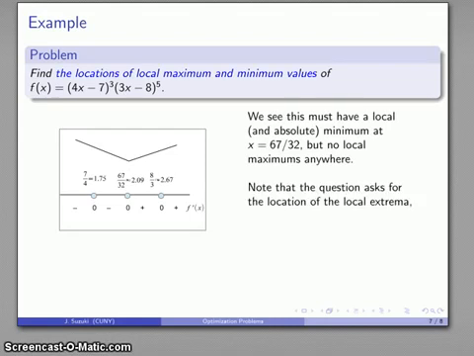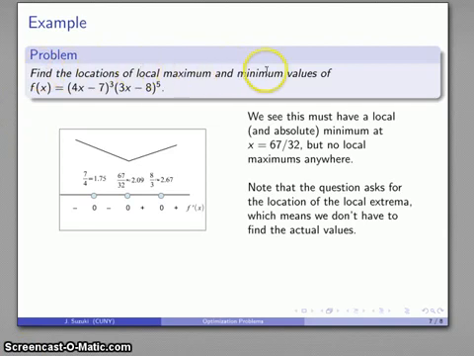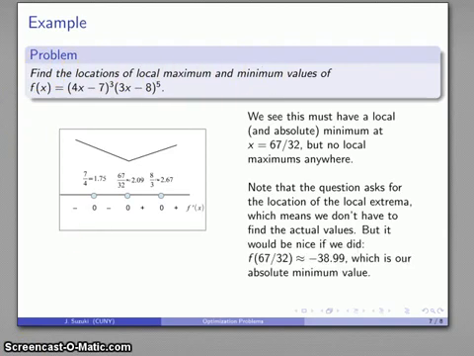Now, one last thing to note, it doesn't make too much of a difference, but here we're just interested in the locations of the maximum and minimum values. Remember, maximum and minimum values are located at x values. So x equals 67/32 being a local minimum is actually a sufficient answer to this question. We don't need to figure out what the actual function value is as the question is stated. But that's the easy part, so we'll just go ahead and substitute that in, and we find that our local minimum, our absolute minimum, is around negative 38.99.